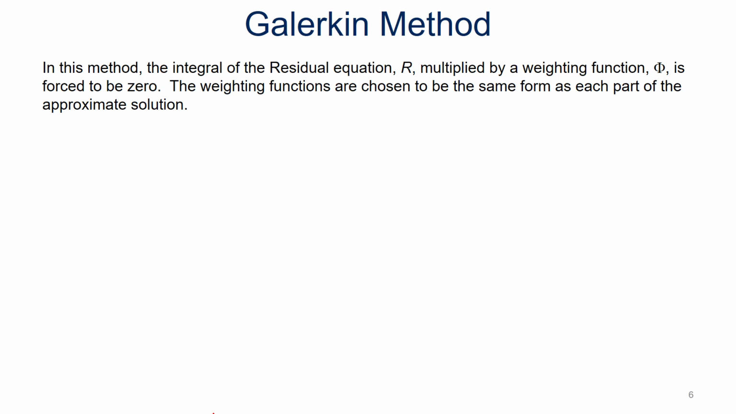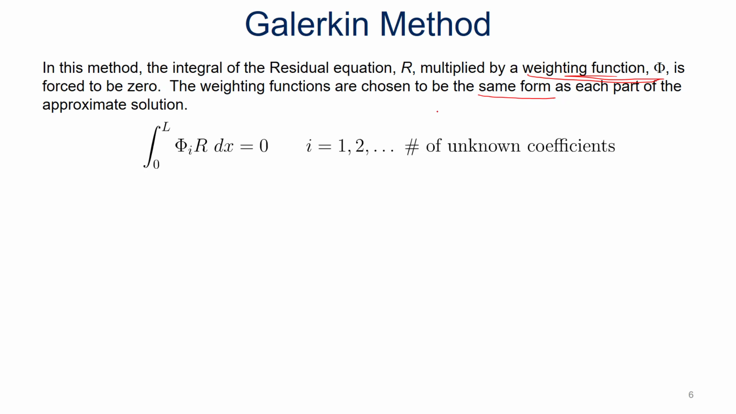All right, so in this method, the integral of the residual equation is multiplied by a weighting function. So this is the new piece here, right? Weighting function. And then we're going to force that equation to be 0. The weighting functions are chosen to be the same form as each part of the approximate solution. All right, so let's see what that means.